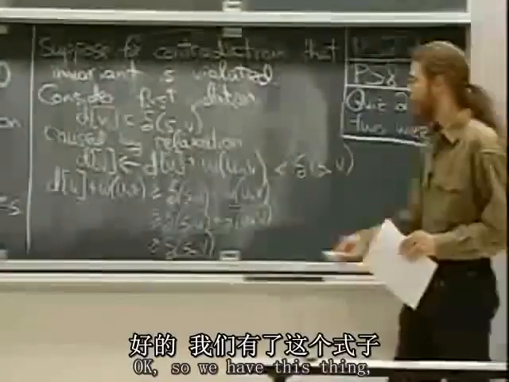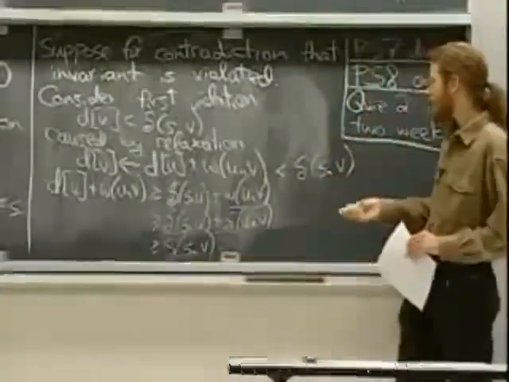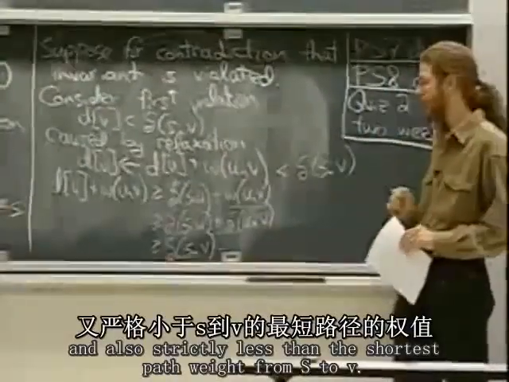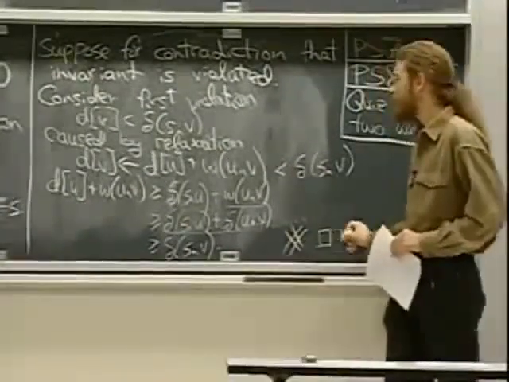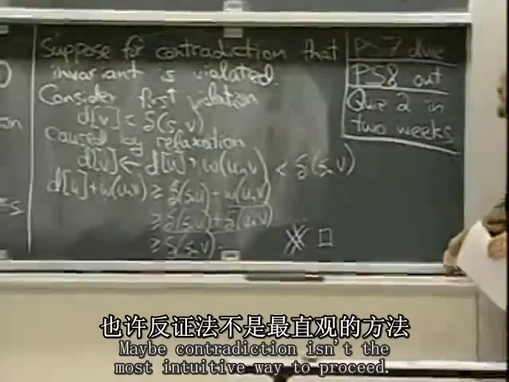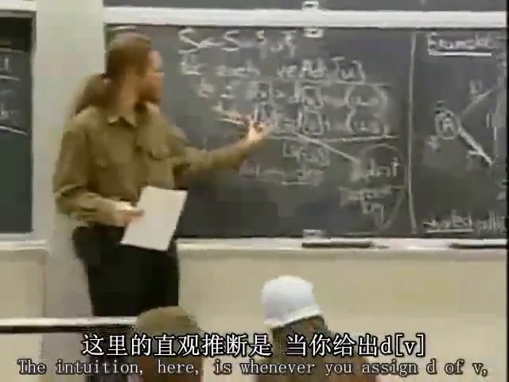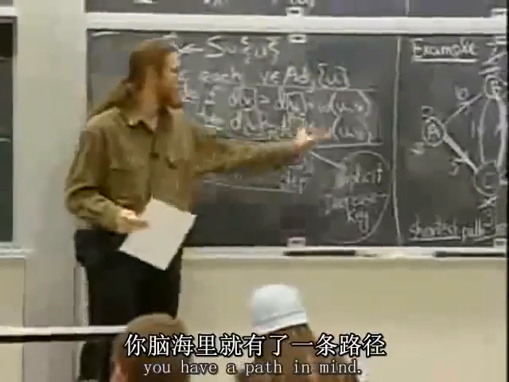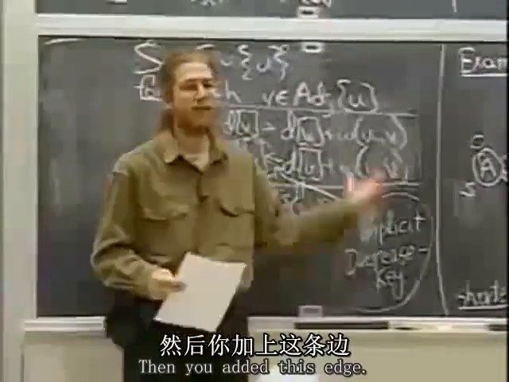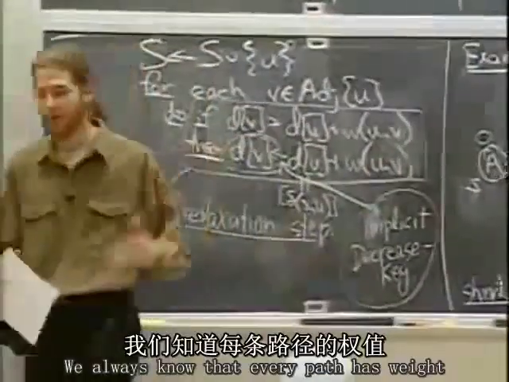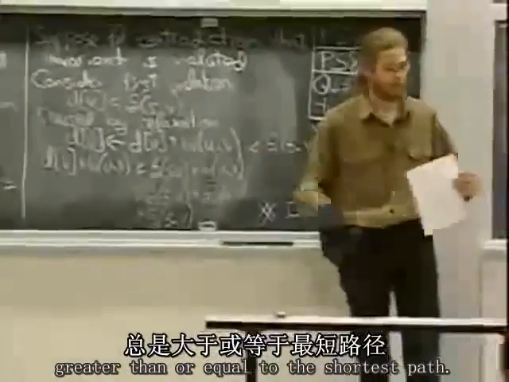So we have this thing which is simultaneously greater than or equal to the shortest path weight from s to v, and also strictly less than the shortest path weight from s to v. So that's a contradiction. Maybe contradiction isn't the most intuitive way to proceed. The intuition here is whenever you assign a d of v, you have a path in mind. You inductively had a path from s to u, then you added this edge. So that was a real path. We always know that every path has weight greater than or equal to the shortest path, so it should be true.